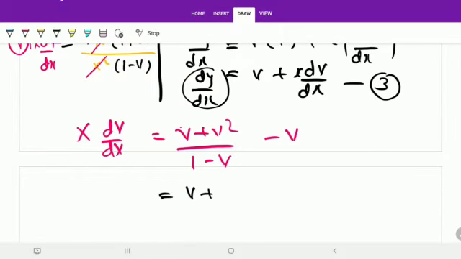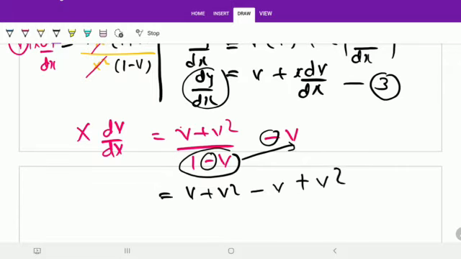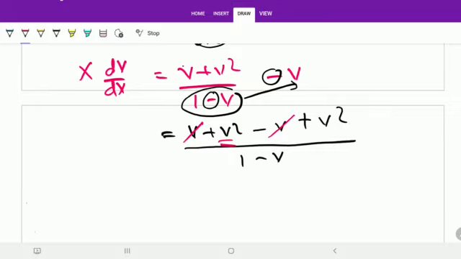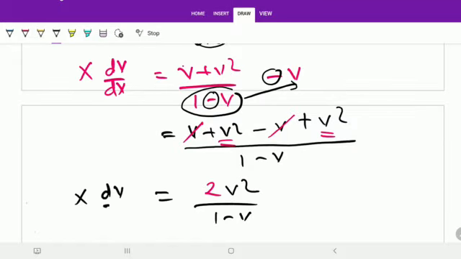So this is v plus v square, we multiply the v with 1 minus v and get minus v. Observe this minus and minus will make it plus v square, so everything divided by 1 minus v. Here again we can cancel plus v minus v very easily. So we are left with 2 times v square upon 1 minus v, and my left hand side is as it is, x dv by dx.